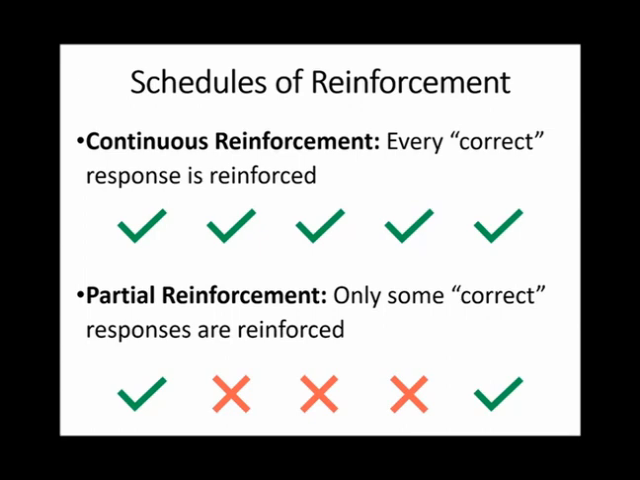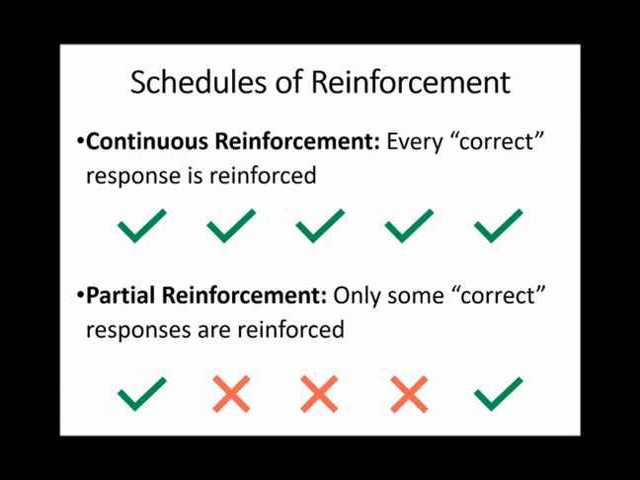And so our types of reinforcement are going to fall under two broad categories. The first of which is our continuous reinforcement. And as the name might suggest, it's going to be continuously reinforced. So every single time the animal makes the correct response, they're going to get that reinforcement. They're going to get their reward.